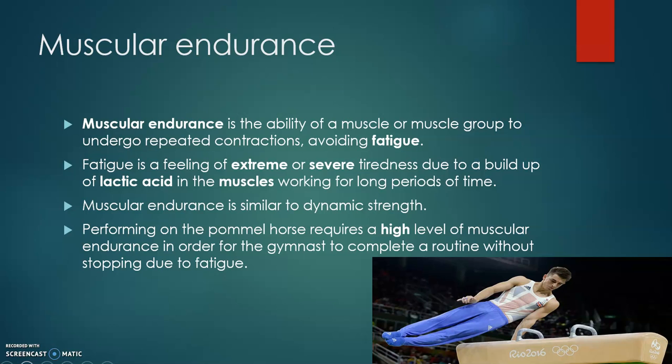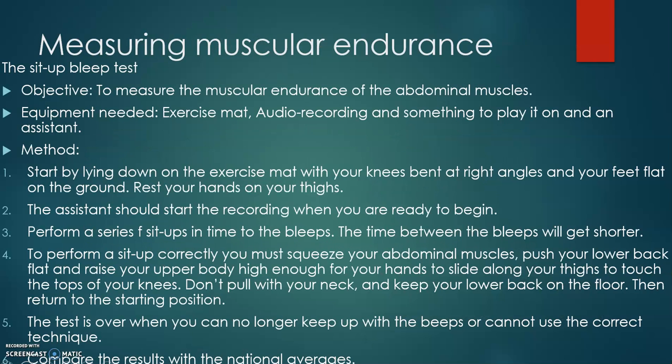Performing on a pommel horse requires a high level of muscular endurance in order for the gymnast to complete a routine without stopping due to fatigue. Cycling also needs high levels of muscular endurance because your legs would continuously keep moving in order for the bike to move. Also, rowing will require high levels of muscular endurance because you're using your arms and your legs at the same time. And if you have poor muscular endurance, the bike or the rowing machine or the boat will stop.